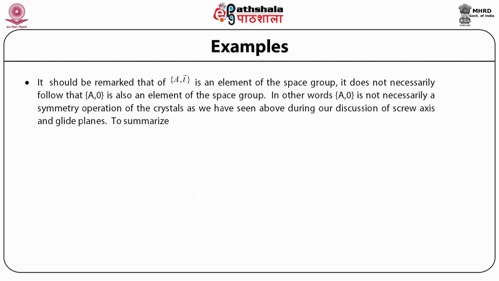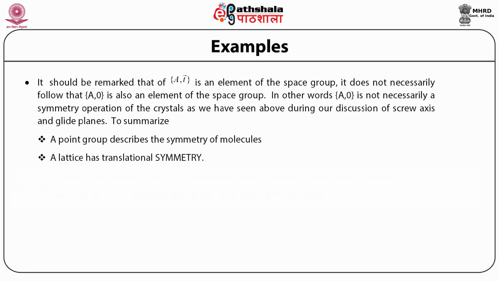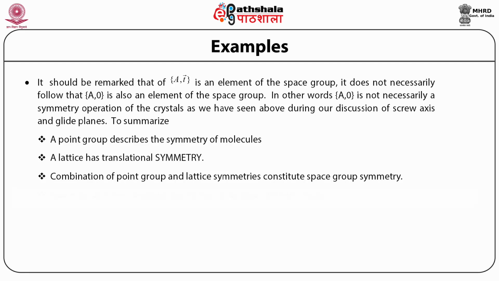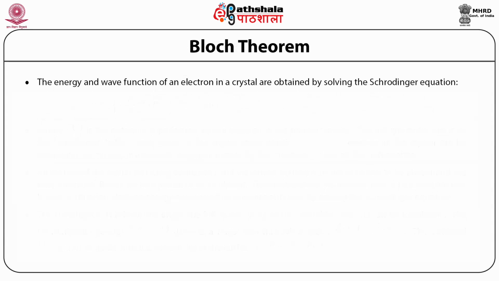So to summarize, at this stage we can say a point group describes the symmetry of molecules, whereas a lattice has translational symmetry. The combination of the point group and lattice symmetries constitutes what is known as space group symmetry. A space group is the complete description of an ideal crystal, which of course is considered here as an infinite crystal.